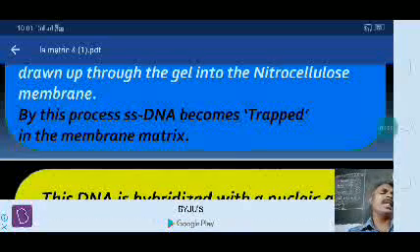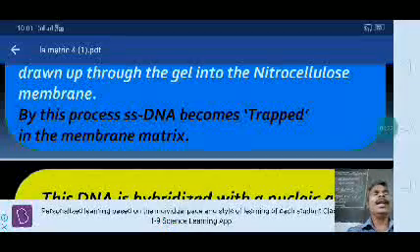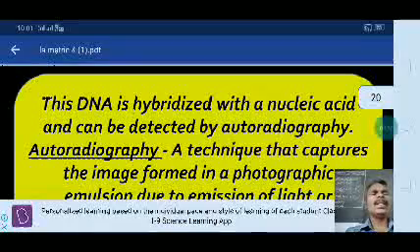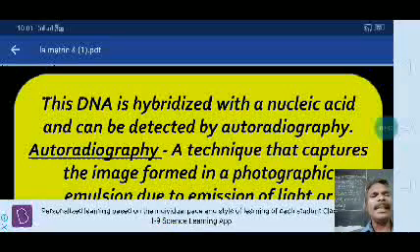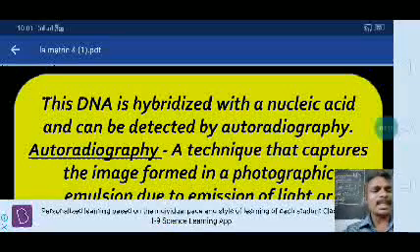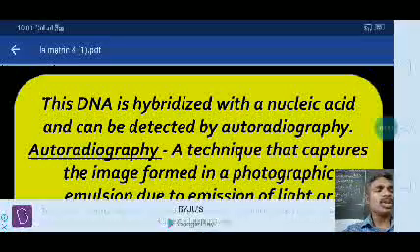What is ssDNA? Single stranded DNA. What is dsDNA? Double stranded DNA. It becomes trapped in the membrane matrix. This DNA is hybridized with the nucleic acids and can be detected by autoradiography.